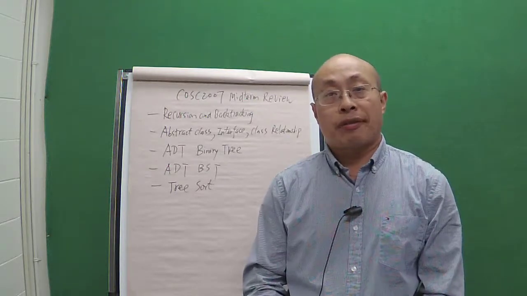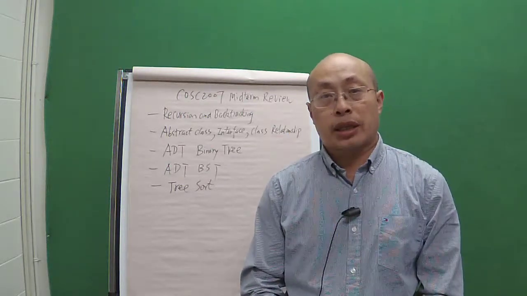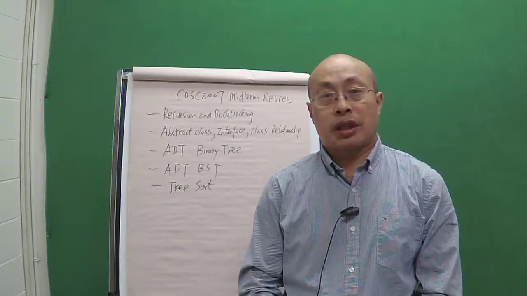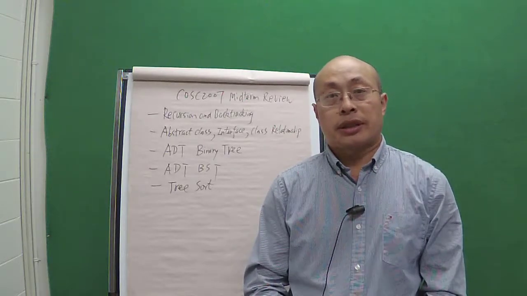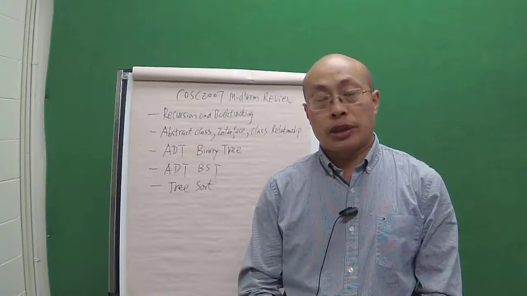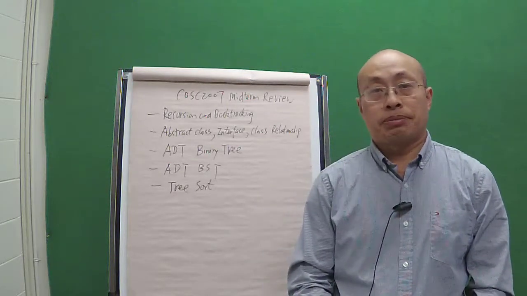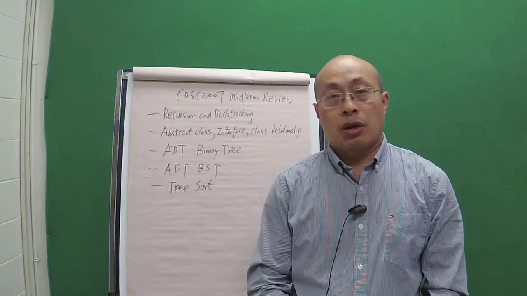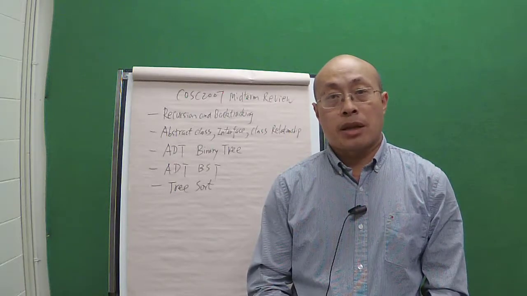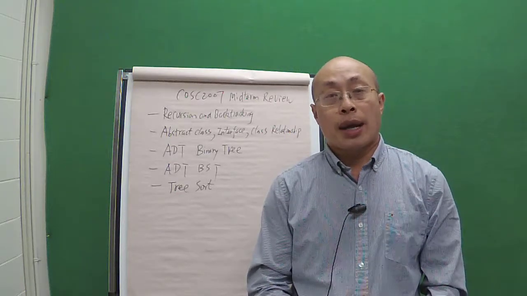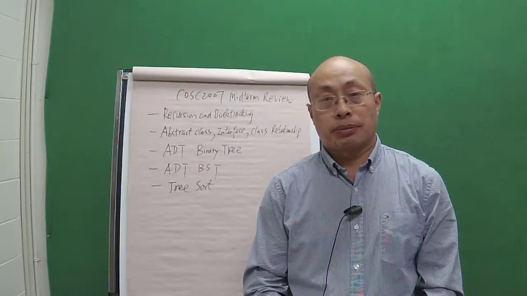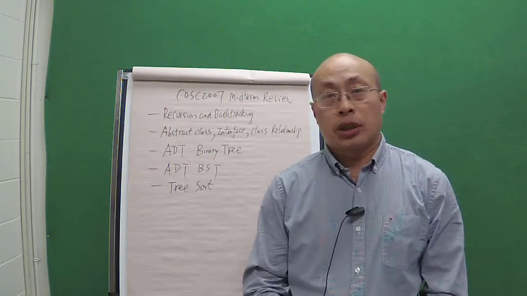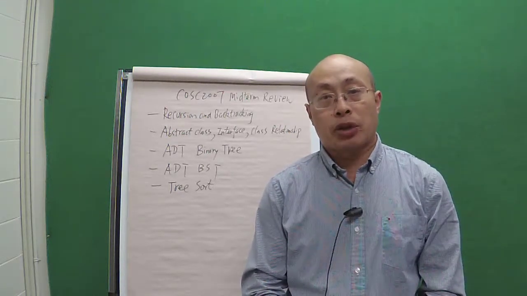And then we'll talk about our first nonlinear abstract data type, binary tree. We introduce a set of concepts or terminologies such as complete tree, full binary tree, proper binary tree, the height of tree, and so on. We also use reference to implement our abstract data type binary tree. We also talk about expression tree, which is an example of binary tree.